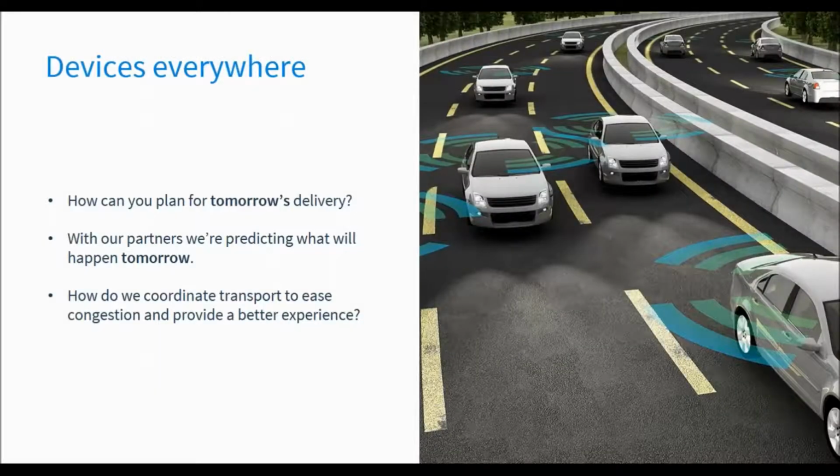Another example is transportation. With devices everywhere and cars being connected, we think that we're going to see a lot of changes in the field of transportation over the next few years. That can go into the areas of delivery of goods, transportation of people, the coordination of transport to ease congestion and provide a better experience for people to travel around the cities or between cities, between countries even.